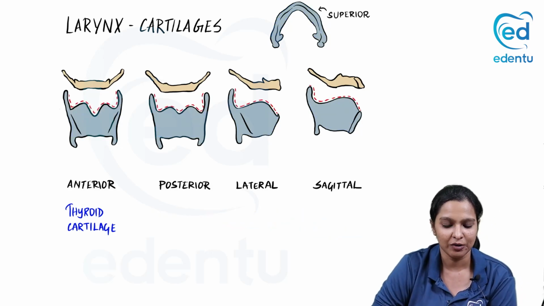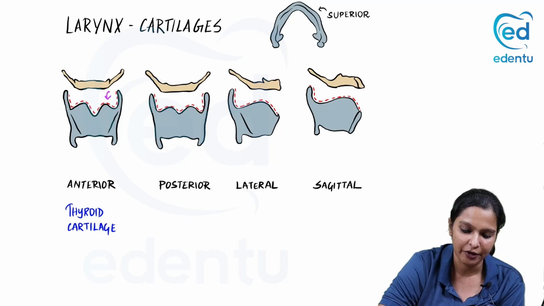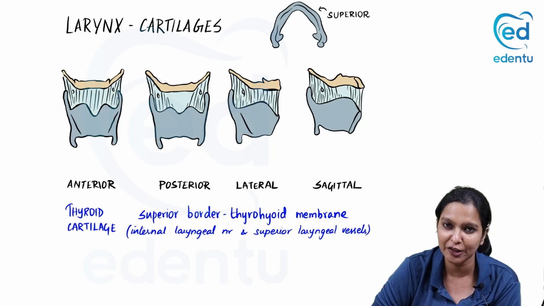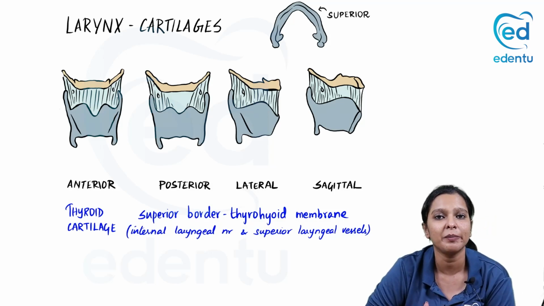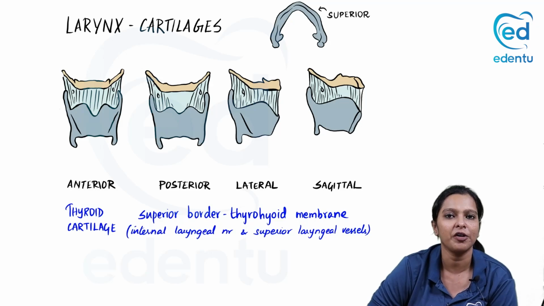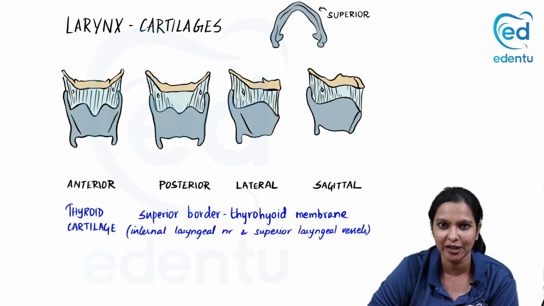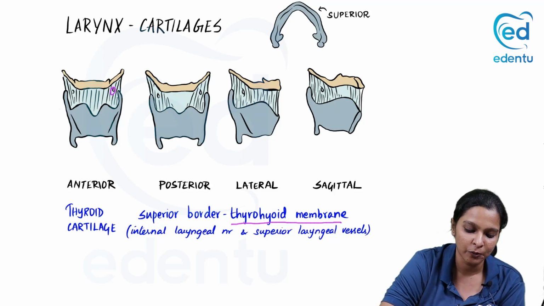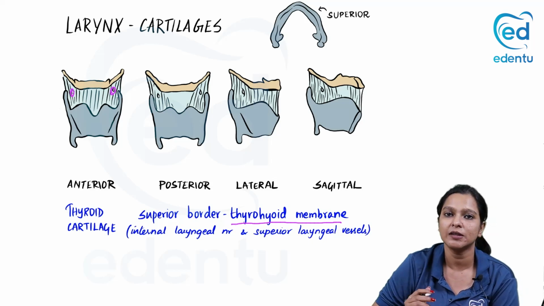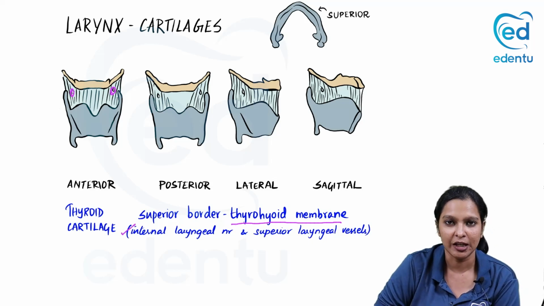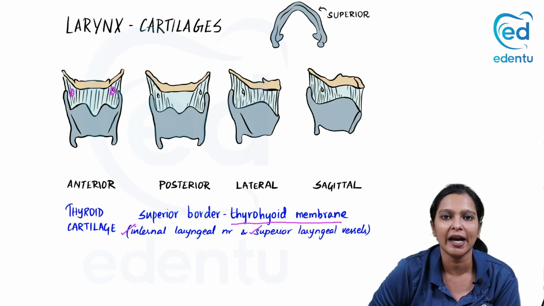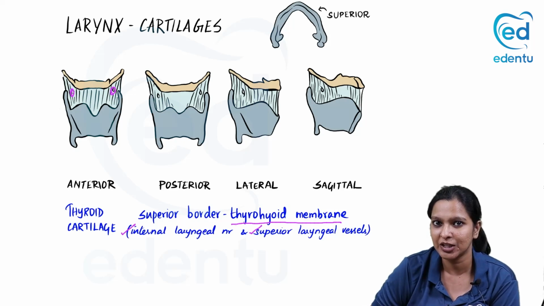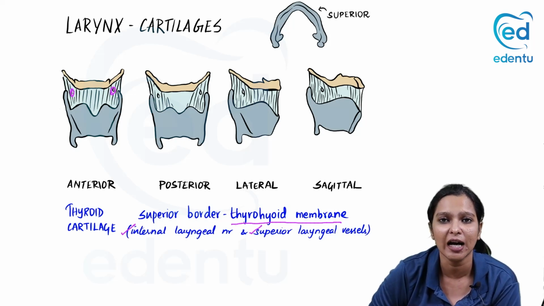the superior border. This is the superior border of the thyroid cartilage. It gives attachment to a membrane called the thyrohyoid membrane. Remember, this membrane attaches from the superior border of the hyoid bone to the superior border of the thyroid cartilage. That is called the thyrohyoid membrane. It has two foramina on either side that give passage to the internal laryngeal nerve and the superior laryngeal artery and vein. So what are all the structures piercing the thyrohyoid membrane? The internal laryngeal nerve and the superior laryngeal artery and vein.